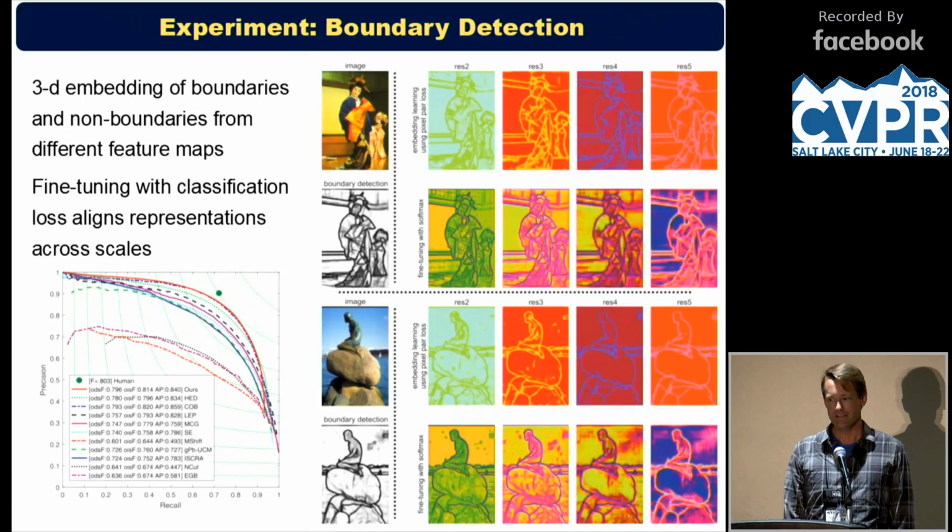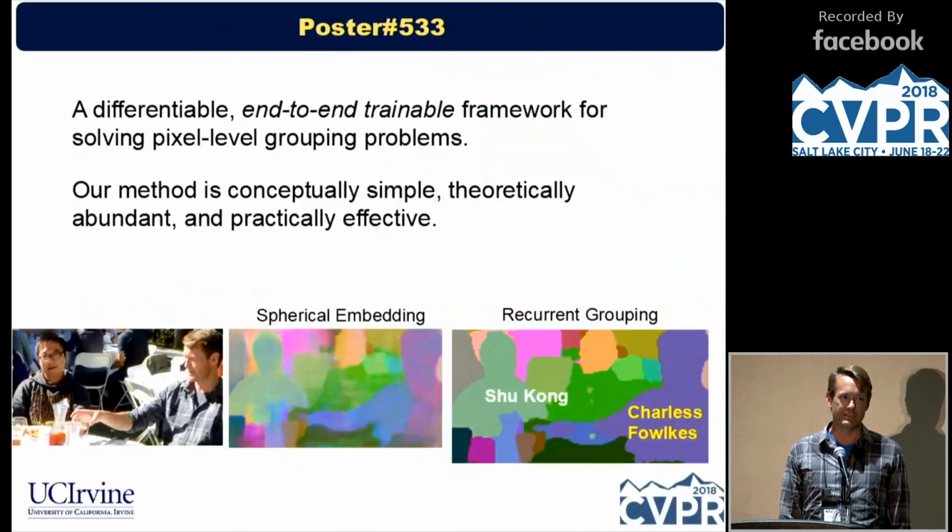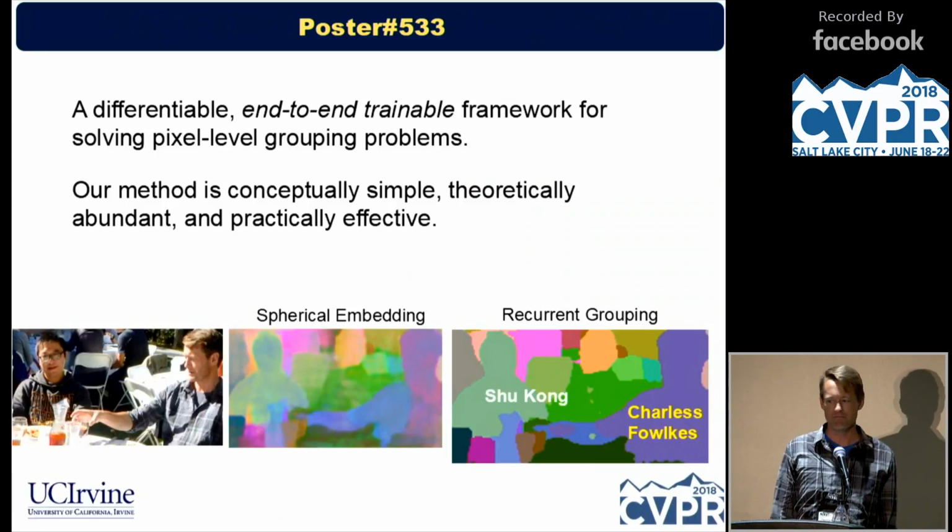So in this work, we're able to make use of that recurrent embedding in several different frameworks, giving us an end-to-end trainable approach to pixel-level grouping. And this method's relatively simple. It has lots of interesting theoretical properties, so come by the poster to hear more. Thank you.